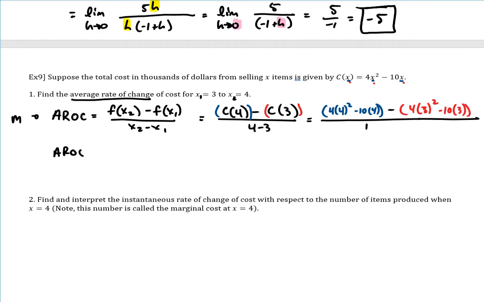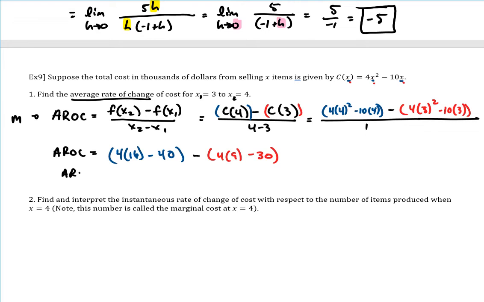Okay, so we still have our average rate of change. Now, because it's 1 in the denominator, I don't need to write that anymore. Let's just simplify the blue parentheses. So I have 4 times 4 squared, which is 4 times 16, minus 10 times 4, which we could just do as minus 40. And then minus, in the red, might as well keep the colors going, 4 times 3 squared would be 4 times 9, minus 10 times 3 is 30. Let's still continue simplifying.